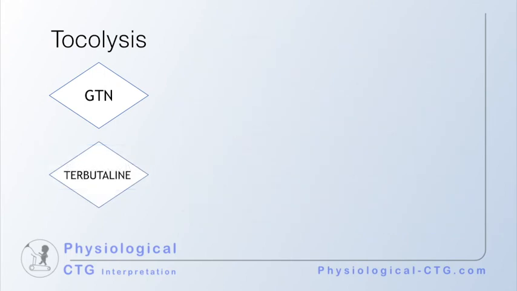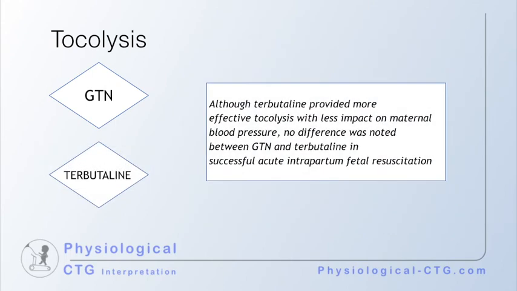When comparing the two agents, no difference has been found between GTN and terbutaline in a successful intrapartum fetal resuscitation. Terbutaline has been shown to provide more effective tocolysis with less impact on maternal blood pressure, and therefore this is the recommended drug of choice.